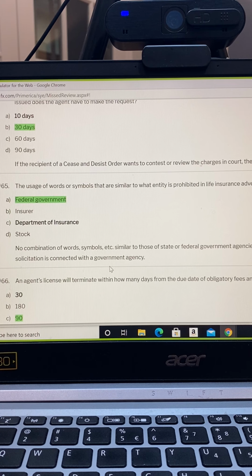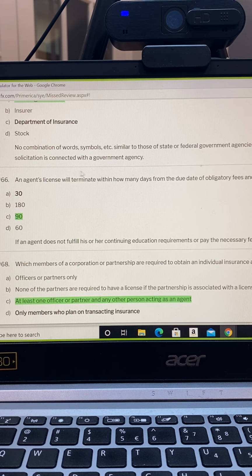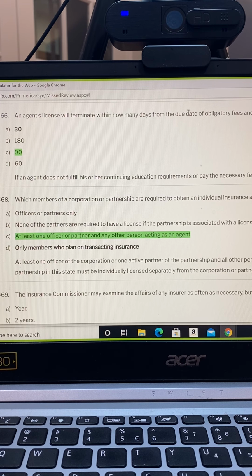All right. Okay. The usage of words or symbols that are similar to what entity is prohibited in life insurance advertisement? Federal government. I didn't know that. I never heard of it before. An agent's license will terminate within 90 days of not paying the fee and doing continuing education. 90 days. If you don't do your continuing education and pay your fee, your license is terminated in 90 days.